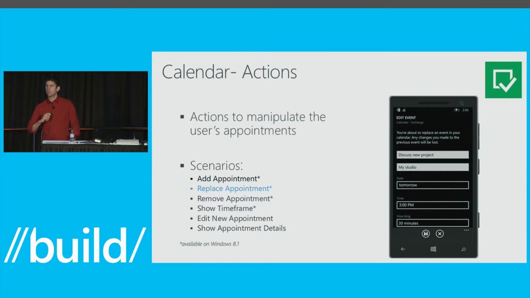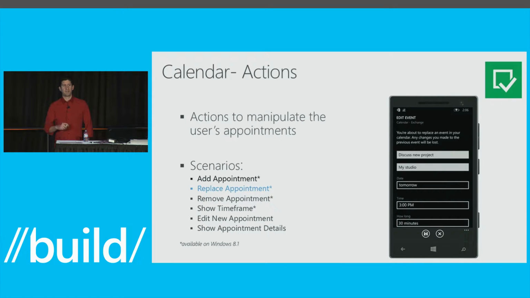So what happens is that they decide to move it to a different room so that you have a little bit more space and everything. Well, now you can replace the appointment that was added previously. And how this works, if you're not familiar with the Windows 8.1 APIs, is when you first added the appointment, we'll actually return an identifier for you that allows you to find that same appointment again later.